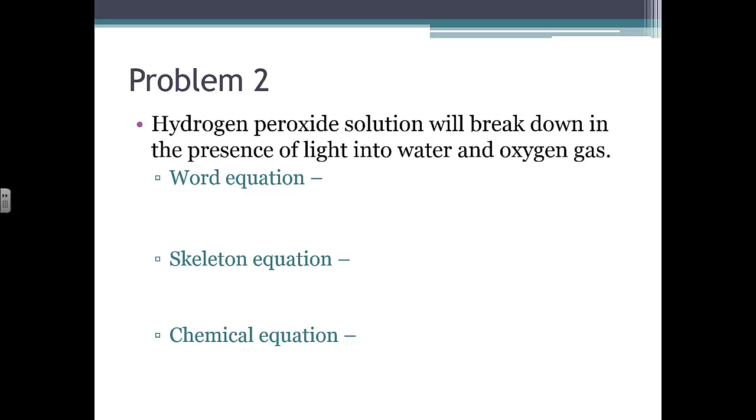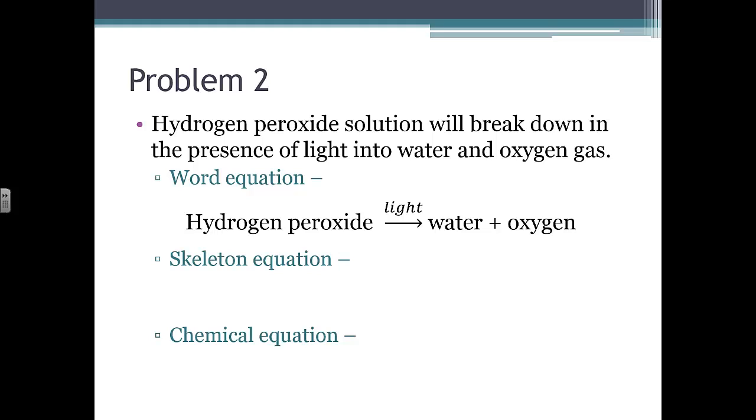Here's a second problem to try. Hydrogen peroxide solution will break down in the presence of light into water and oxygen gas. So when it says it will break down, that means what came before it is what's reacting. In this case, it's just a single substance that breaks down into multiple substances. So we only have the one reactant, hydrogen peroxide here. We have 2 products, water and oxygen gas, as it indicates after it says "will break down in the presence of light." So our word equation would look like this.